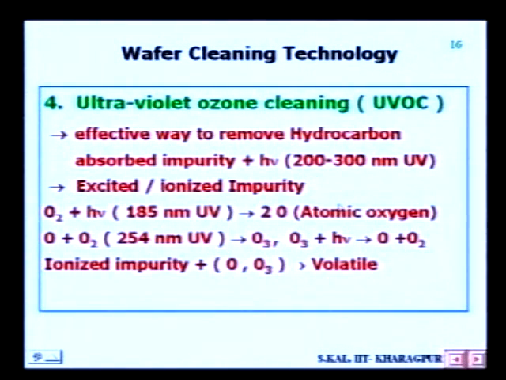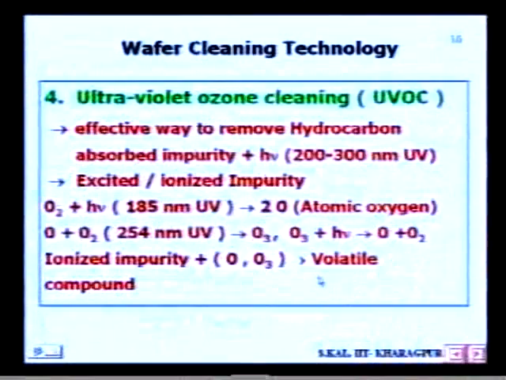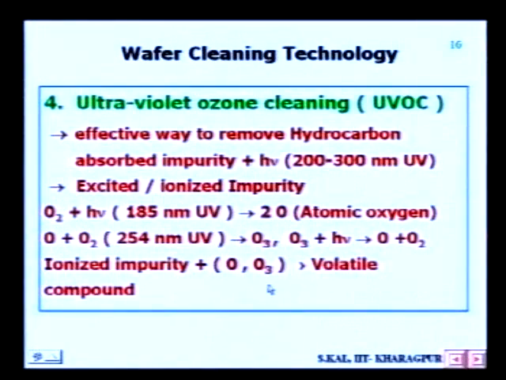Now the ionized impurity is coming after absorption of the ultraviolet ray of 200 to 300 nanometer wavelength. This ionized impurity, along with the ozone and oxygen, is volatile, so it can be removed easily from the surface. So this is a very important step.